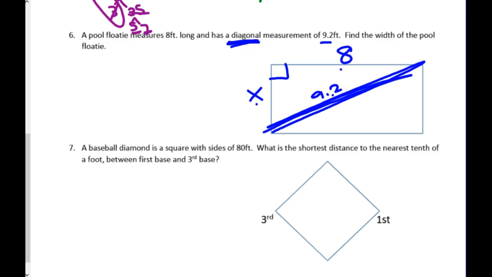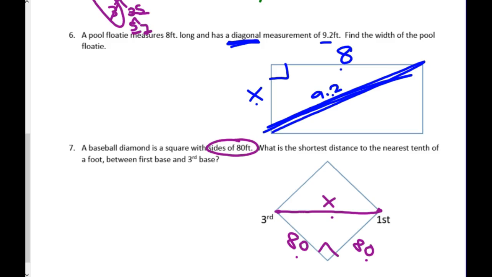I hope so. Okay? And last but not least, not everyone plays baseball or knows what this is, so I'm going to tell you, okay? First base is over here. Third base is over here. If it asks you to find the distance between them, you need to draw a line across the field. And that makes a right triangle. Okay? So this is what I'm looking for. And it says the sides are all 80. Isn't that just a Pythagorean Theorem problem like number 1? A squared plus b squared equals c squared.